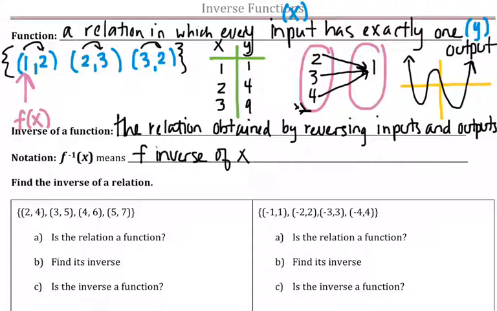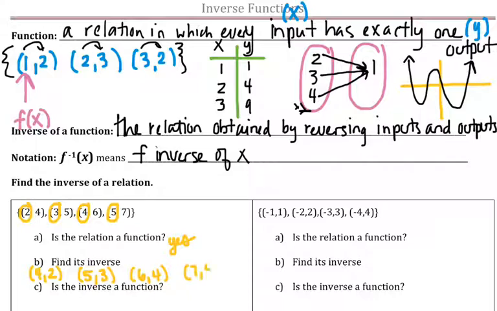Now, the next thing we're going to do is discuss how to find the inverse of a relation. So we see these ordered pairs here. I'm going to do a couple of them with you and let you do the others. In this first one, it says, is the relation a function? So if you look at the x values here, do any of them repeat? And if so, do the repeating x's go with the same value? Well, none of them repeat. So this is definitely a function. Now we have to find its inverse. To write its inverse, we just reverse the ordered pairs, putting the outputs first and the inputs second. So y is first, x is second for all of the points.